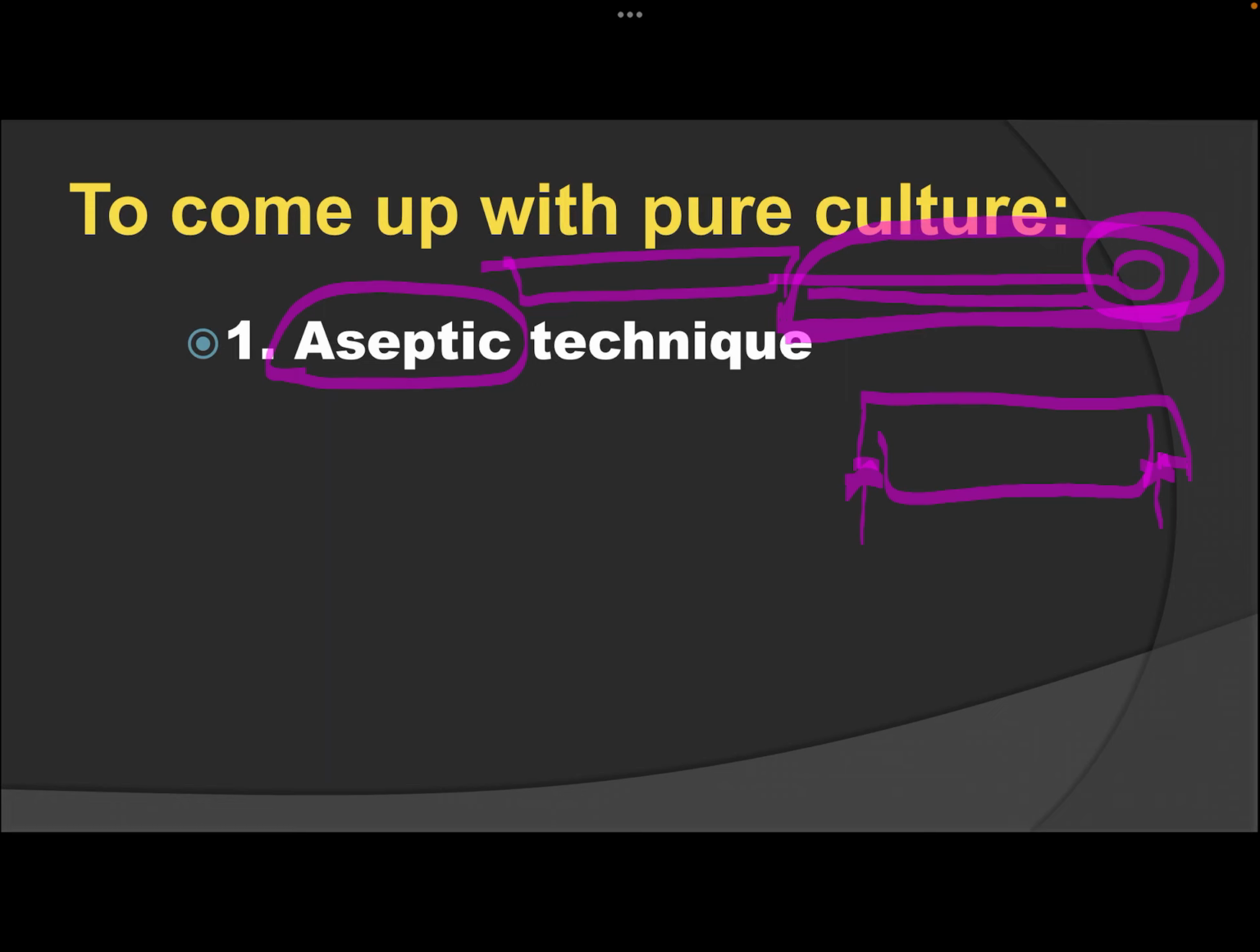However, if you are refrigerating, for example, or putting the Petri dish in an incubator, what do you have to do? It should be inverted. The lid must be at the bottom so that the moisture will go on the lid, not on the culture, because you have here the culture, right?